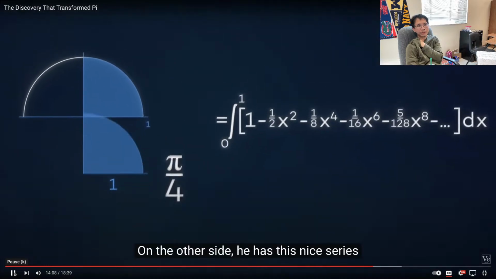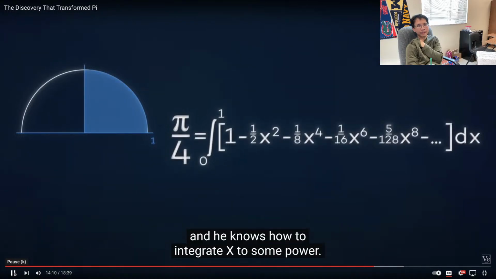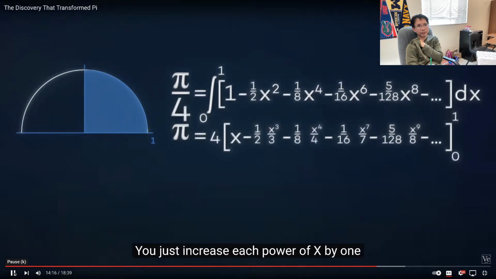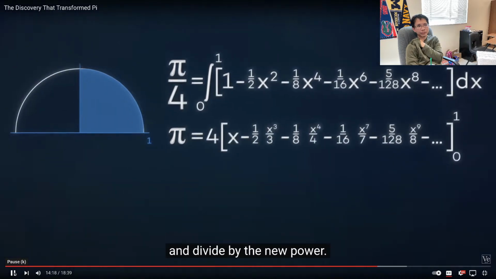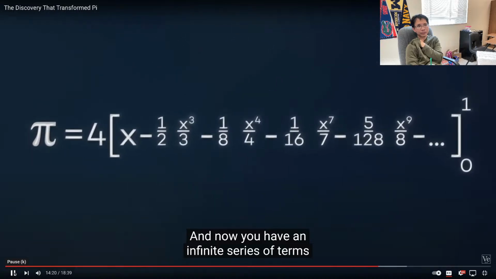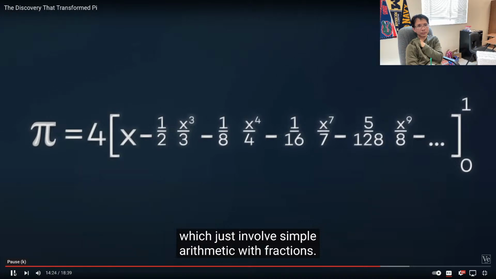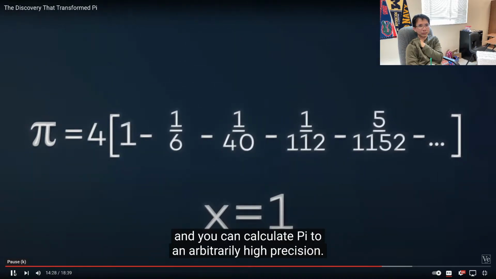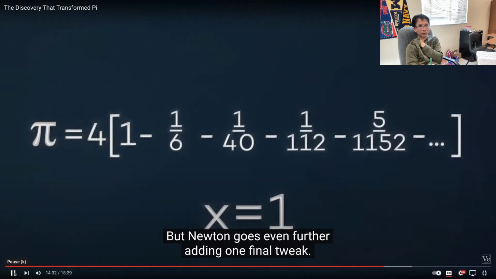On the other side, he has this nice series, and he knows how to integrate x to some power. You just increase each power of x by 1 and divide by the new power. And now you have an infinite series of terms which just involve simple arithmetic with fractions. You put in x equals 1, and you can calculate pi to an arbitrarily high precision. But Newton goes even further, adding one final tweak.